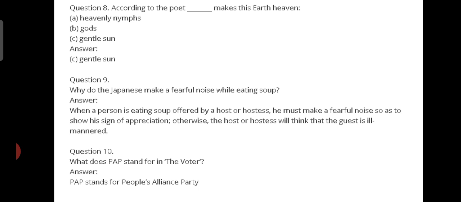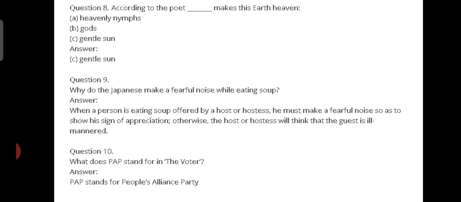He sees the beauty in nature. In what aspects does he see beauty? You may see beauty in flowers or mud or anything. But the poet, what does he see beauty in? That is important. Those concepts you should keep in mind. So, here the poet says that the gentle sun makes this earth a heaven.